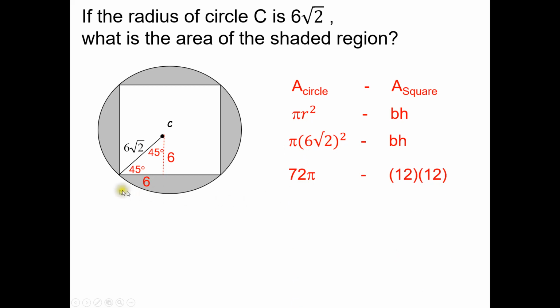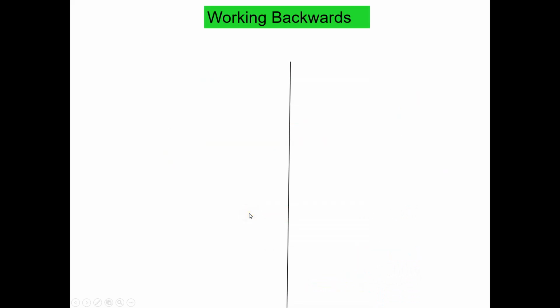And then if I want to know what the area of the square is, I've got the apothem and I could do the perimeter and all that and divide by 2. But one side is 12, the other side is 12. So 12 times 12 is 144. So 72 pi minus 144 is 82.2. Easy?